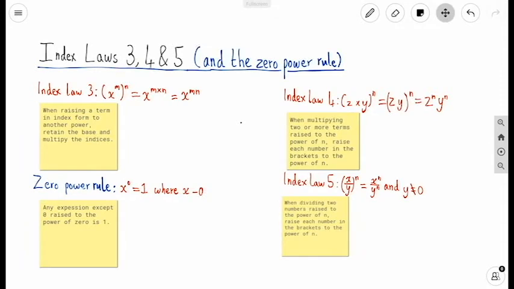Hi, I'm Mathematician, and today we're going to be learning about index laws 3, 4, and 5, and the zero power rule. So let's get started on index law 3.